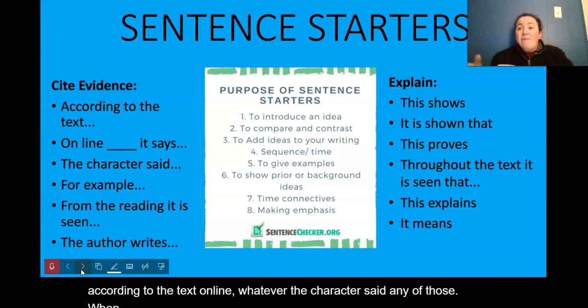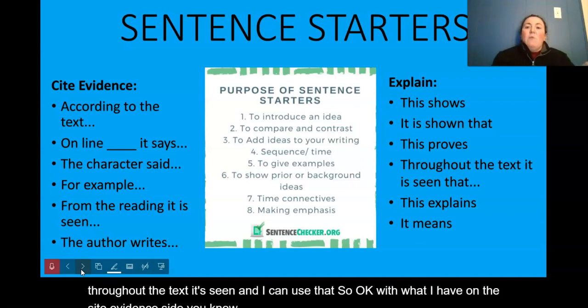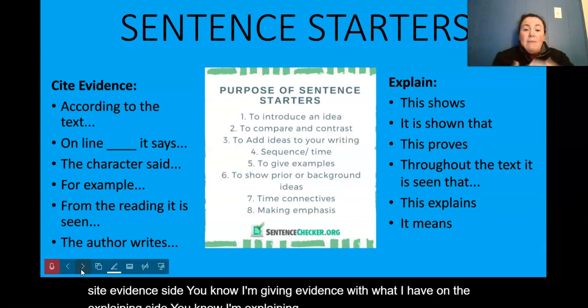When I explain my evidence, I could say, this shows, it is shown, this proves, throughout the text it's seen. I can use that so that, with what I have on the cite evidence side, you know I'm giving evidence. With what I have on the explain side, you know I'm explaining evidence. It really makes these connections and shows emphasis.